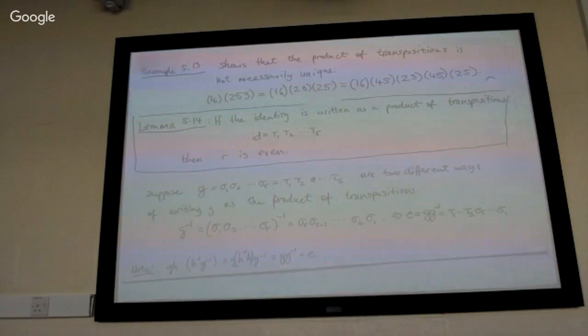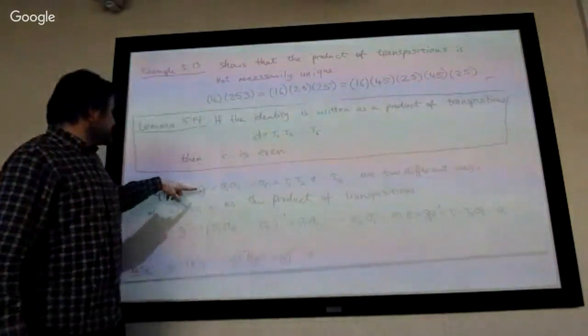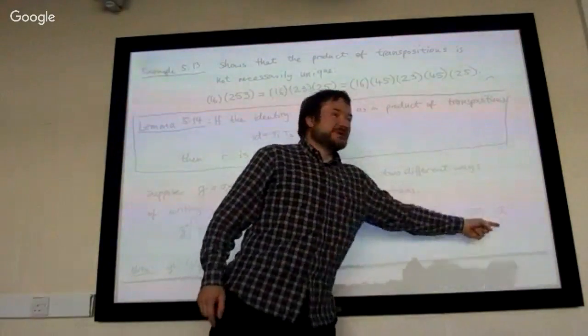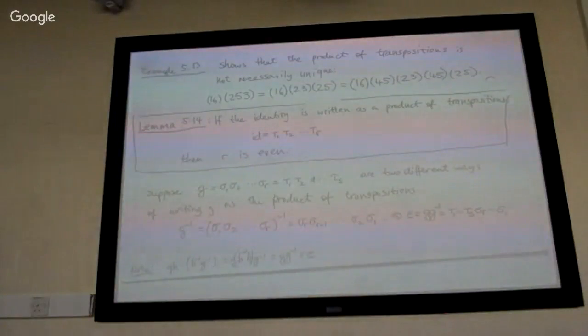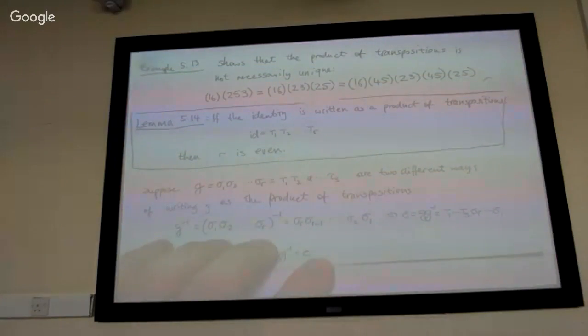Is that right? Yeah. So we just see that G inverse is this product of transpositions, and G is this product of transpositions. So when I put them next to each other, here I have the identity, or maybe I should write id because it's the identity mapping. It doesn't matter. You understand what I mean. So by the lemma, R plus S is even.